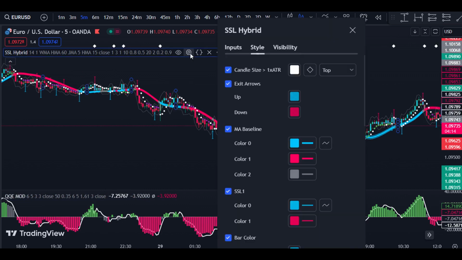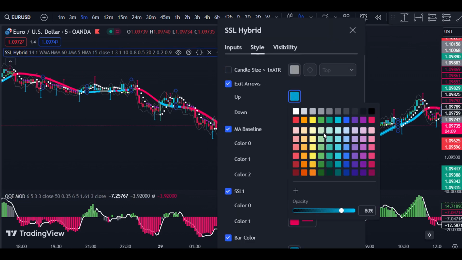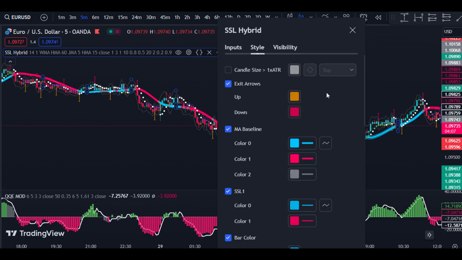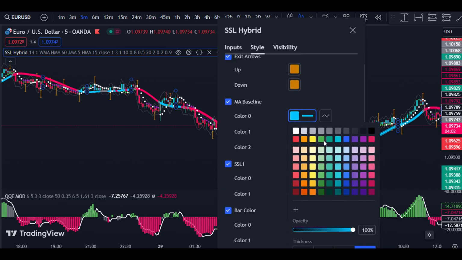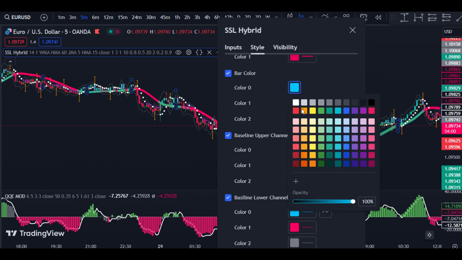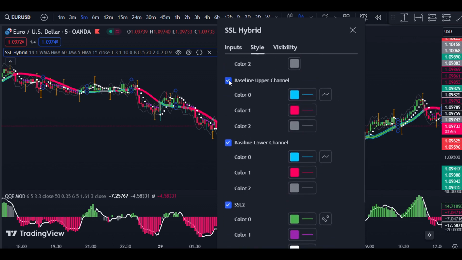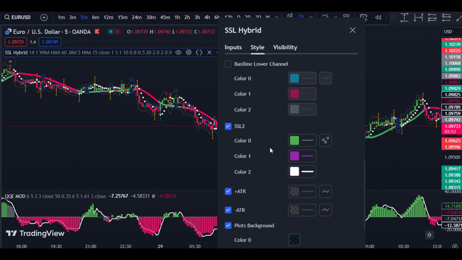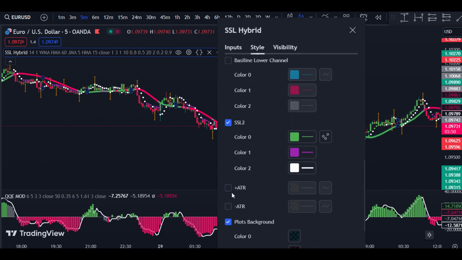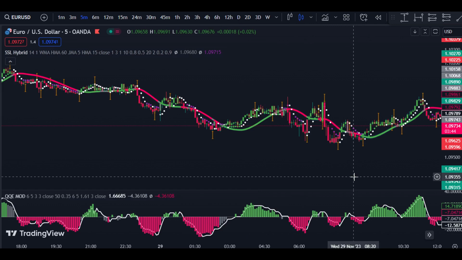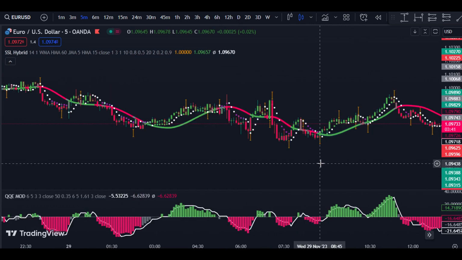So for the SSL hybrid, go to settings. I like to uncheck the candle size and the exit arrows. I just like to make them appear a little bit more visibly. I also changed the baseline color as well as the bar color so that I know when to get in and out of trades a little bit easier. I also uncheck the upper and lower channels as well as the ATR boxes to clean up the charts a little bit more. So we got everything loaded up and ready to go.